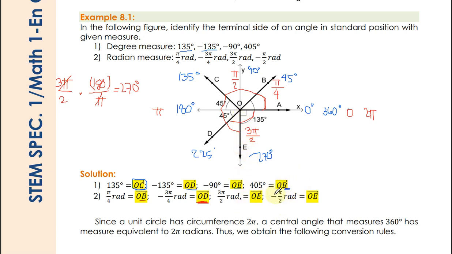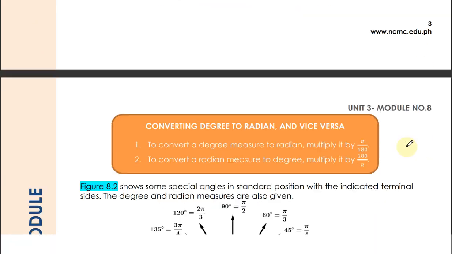And lastly, we have negative pi over 2. Since this is positive pi over 2, the negative is on the opposite side. So we have negative pi over 2. So our answer here is OE. Okay?